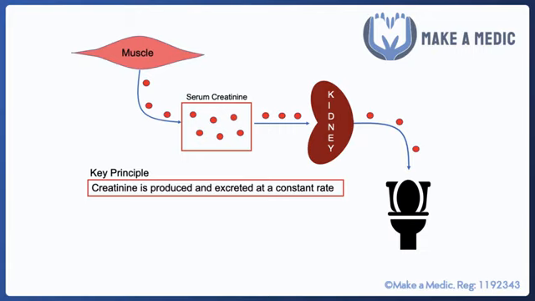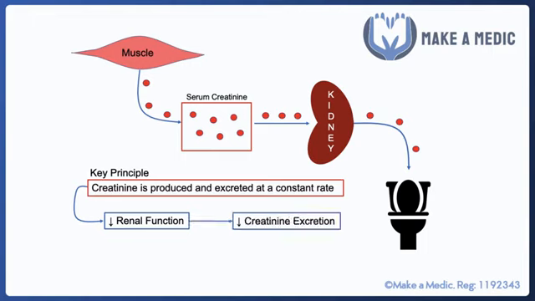So provided that your muscle mass remains fairly static, which it generally does, and that your kidney function remains adequate, the serum creatinine concentration should remain fairly stable. If there is a decrease in kidney function, however, for whatever reason, it means that there's going to be reduced creatinine excretion within the urine, and hence an increase in serum creatinine. So this is why creatinine is used as a marker of kidney function.